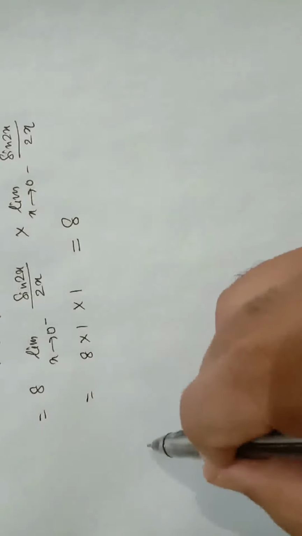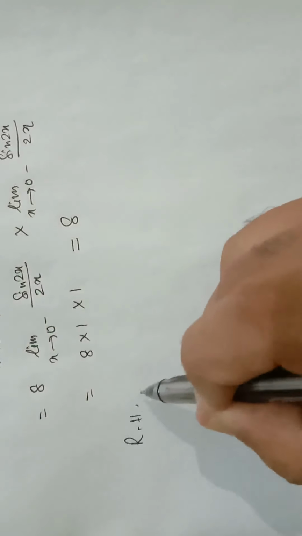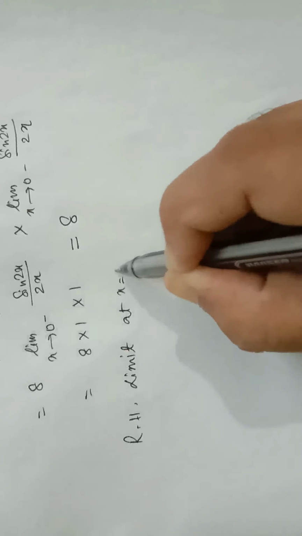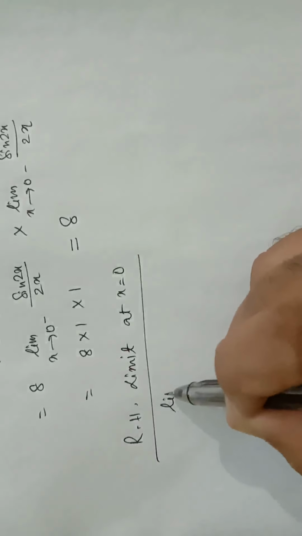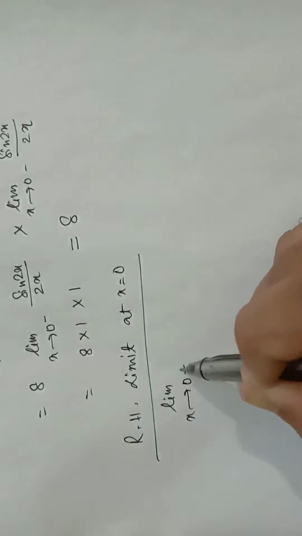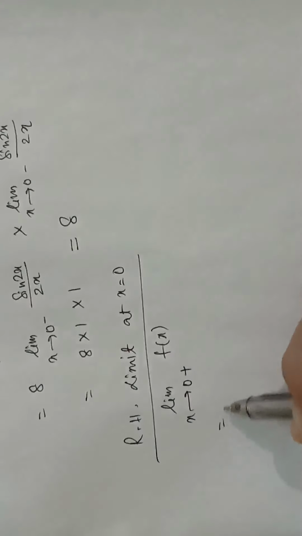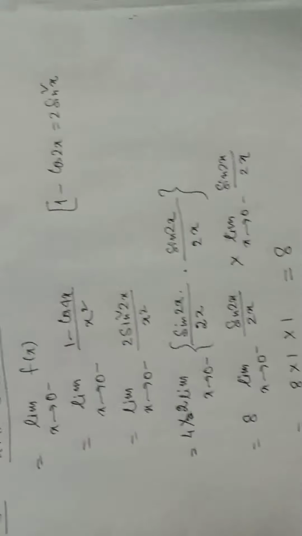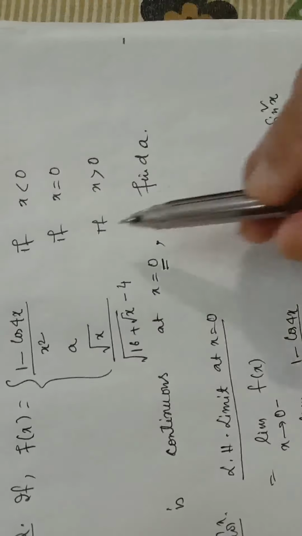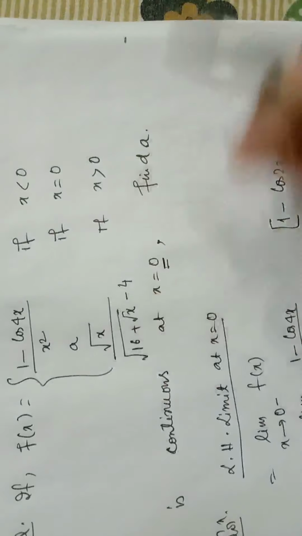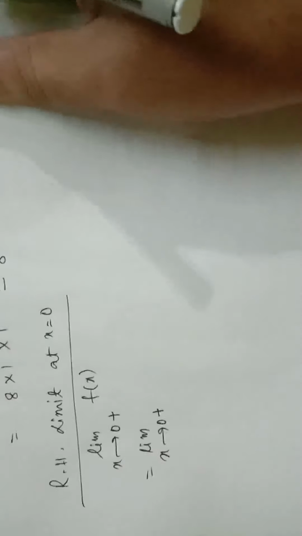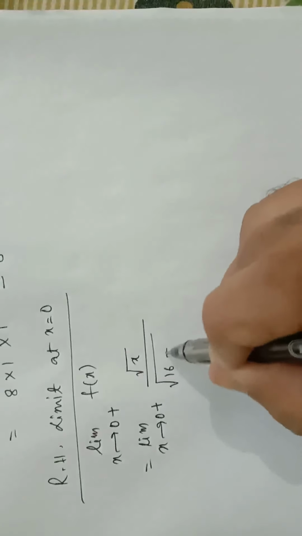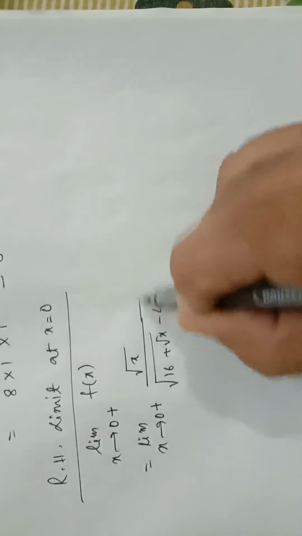Next, let us find the right hand limit at x equal to 0. Limit x tends to 0 plus f(x). X tends to 0 plus means x is more than 0. When x is more than 0, the value of f(x) is root x divided by root over 16 plus root x minus 4.